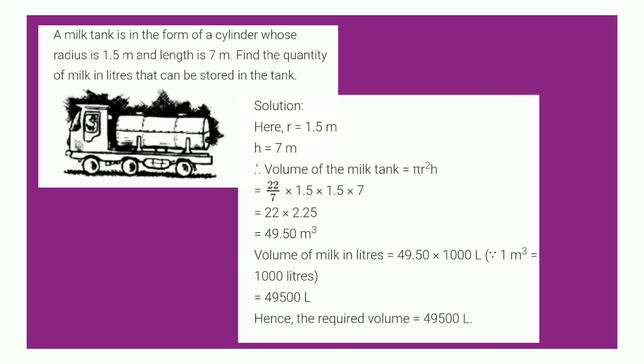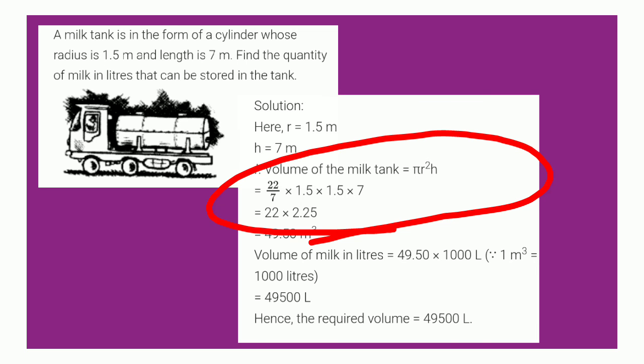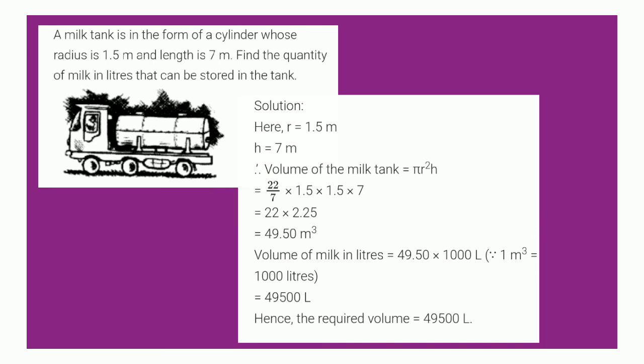So first of all we have to find the volume of the cylinder. Volume of the cylinder is equal to what? Pi r square h, and r is the radius and h is the height. Both measurements are given. Okay, substitute in the formula. So radius r equal to 1.5 meter and h equal to 7 meter. Volume of the milk tank is equal to pi r square h. Then pi 22 by 7 into 1.5 into 1.5 into 7. Okay, so after the calculation you will get 49.50 meter cube. So volume of milk is equal to 49.50.